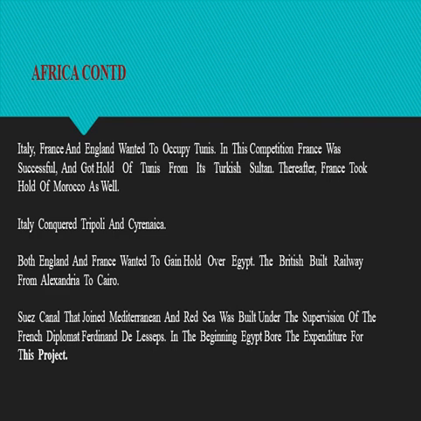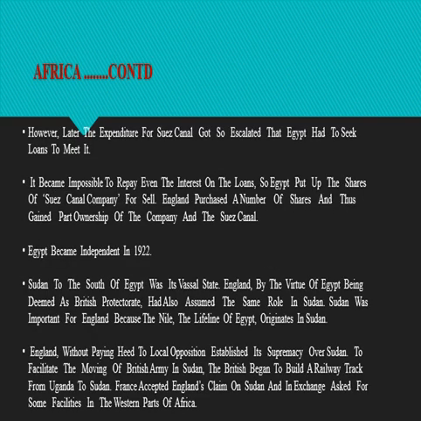Both England and France wanted to gain hold over Egypt. The British built a railway from Alexandria to Cairo. The Suez Canal, which joined the Mediterranean and Red Sea, was built under the supervision of French diplomat Ferdinand de Lesseps. In the beginning, Egypt bore the expenditure for this project. However, later the expenditure for the Suez Canal escalated so much that Egypt had to seek loans to meet it.